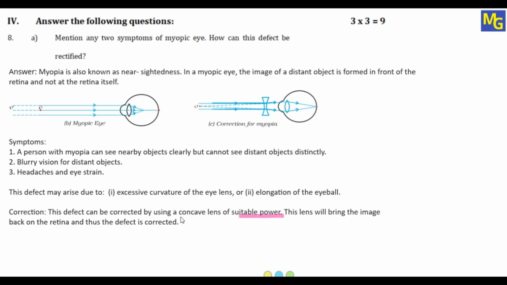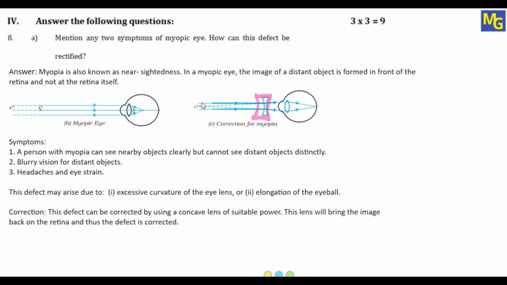So we are going to use concave lens of suitable power. This lens will bring the image back on the retina, and thus the defect can be corrected. So you can see this second diagram. In front of the lens we are using concave lens. So this is concave lens.